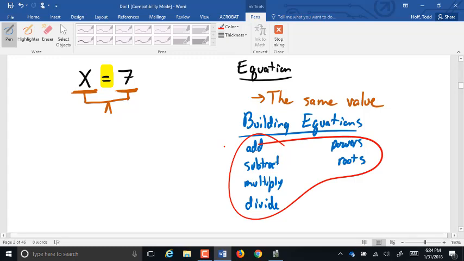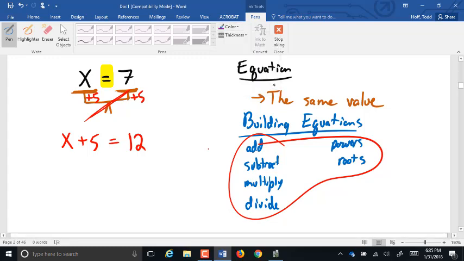So if I go to build onto this equation with one of those functions, let's take addition first. Let's say I want to add 5. So I add 5 to the x. X plus 5 is simply x plus 5. Now this scale is going to tip unless I do what? Not subtract, but add 5 to the other side. I have to do exactly the same thing to both sides. I added 5 to the x to make it x plus 5. I have to add 5 to the 7 to make it 12. Now that equation should still balance.